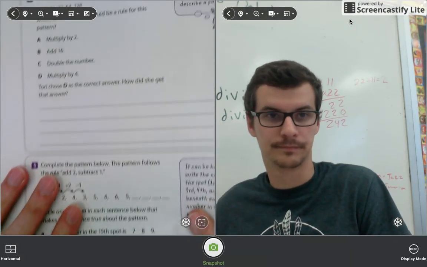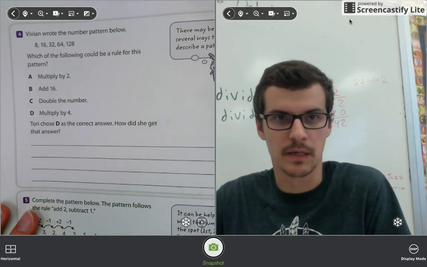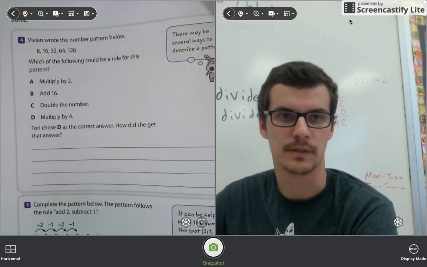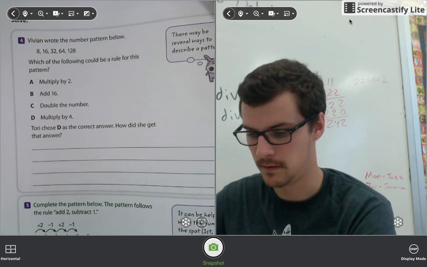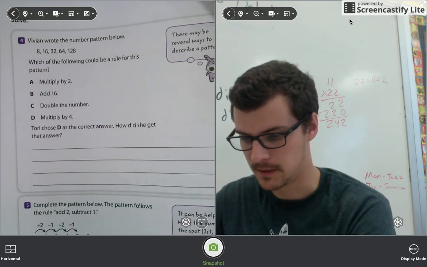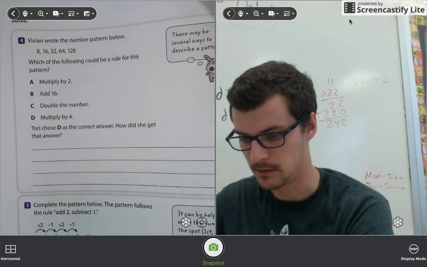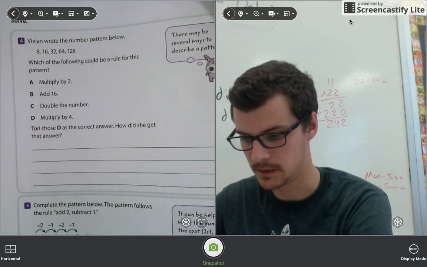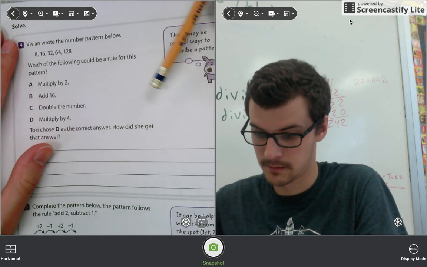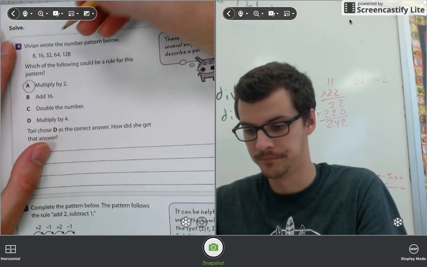Number 4. Vivian wrote the number pattern below. 8, 16, 32, 64, 128. Which of the following could be a rule for this pattern? Multiply by 2. 8 times 2 is 16. 16 times 2 is 32. 32 times 2 is 64. 64 times 2 is 128. So yes, that could be a rule.